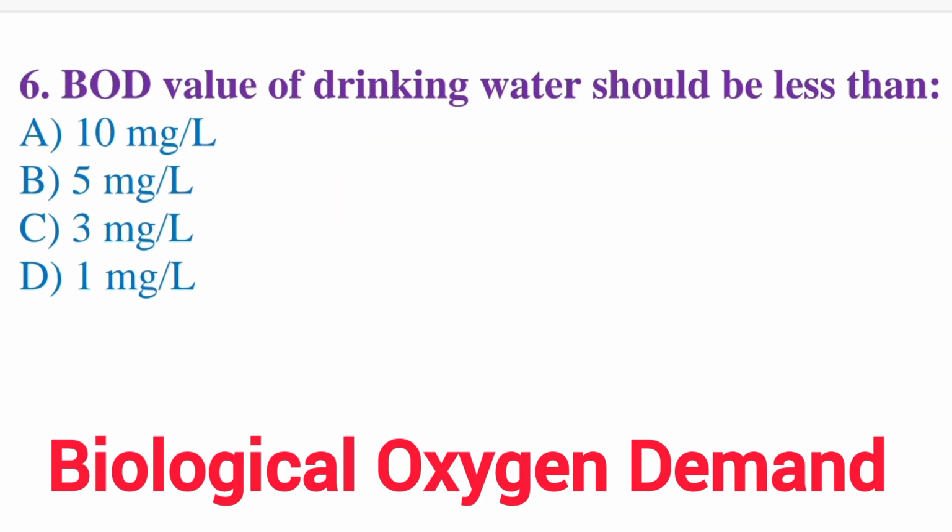Next question, the BOD value of drinking water should be less than option A 10 mg per liter, option B 5 mg per liter, option C 3 mg per liter, option D 1 mg per liter. So for drinking water, less than 1 mg per liter BOD is required. So option D is the correct answer.